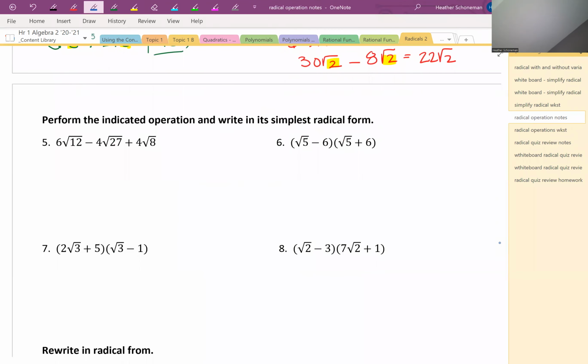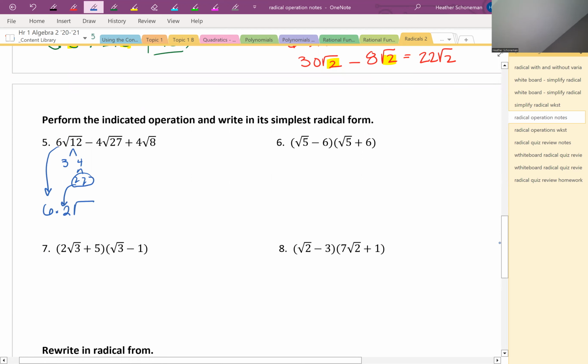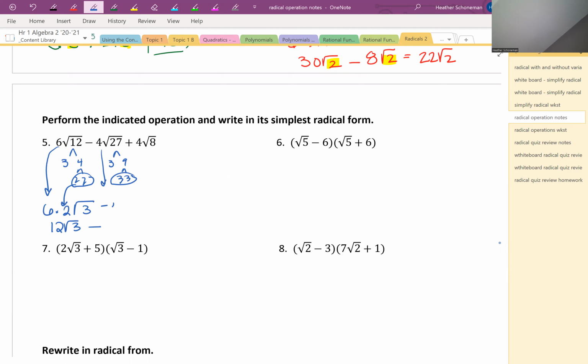Okay, let's try this again on number 5. So on number 5, first, we need to simplify the 12. Well, that's 3 and 4 and 2 and 2. Now remember, the 6 is out front, the 2 comes out front, and then we have the 3. So this is 12 square root 3 minus 27. It's 3 and 9, 3 and 3. So the 4 is already outside. The 3 comes out, and there's a 3 underneath. So I have 12 square root 3.